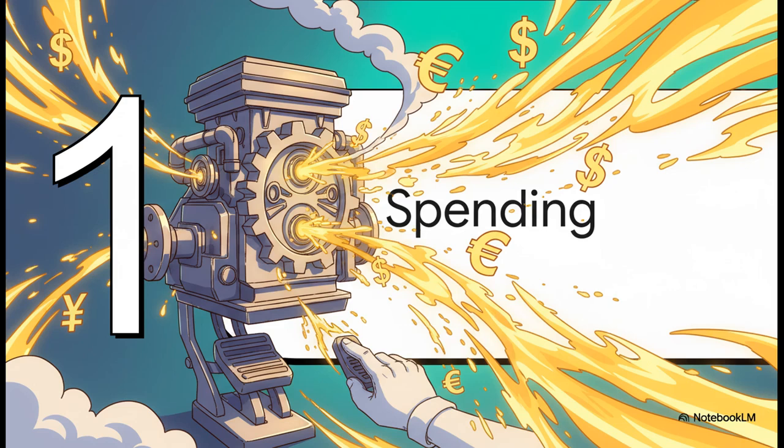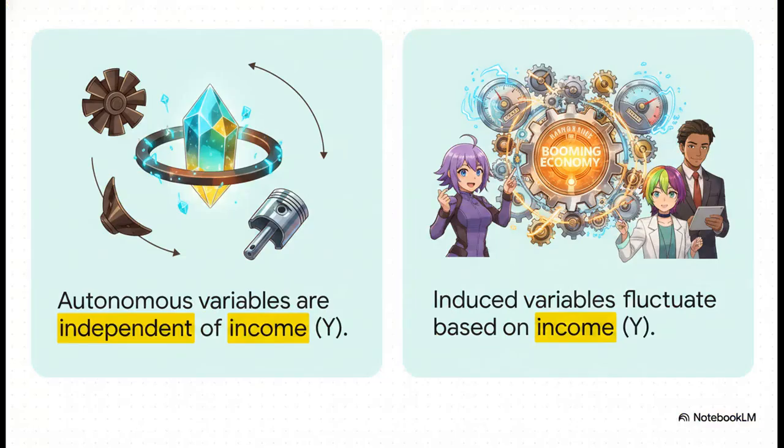Section 1. Government Spending Injections. Let's start with our very first major upgrade, an essential fuel injection for the economy. To really understand how our machine works, we first need to set some foundational ground rules. We have to contrast autonomous parts that just run completely independently against induced parts that react to the engine's speed.